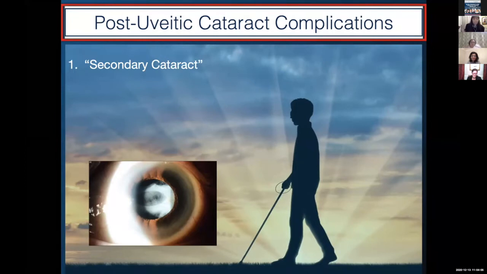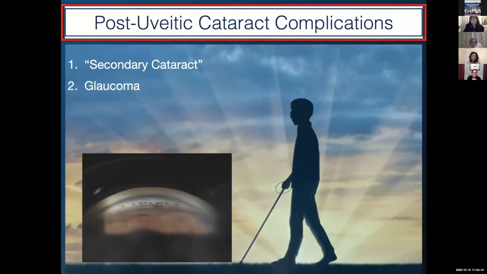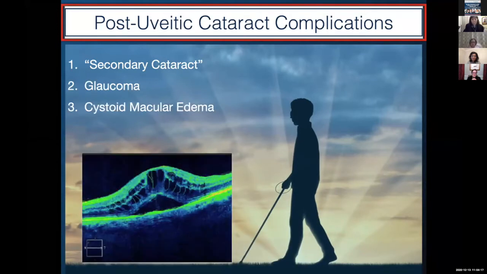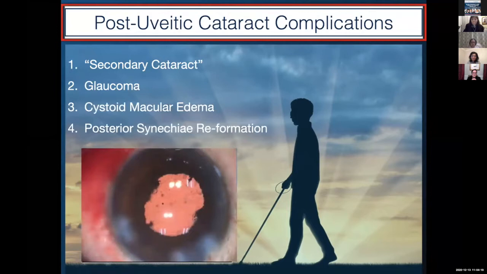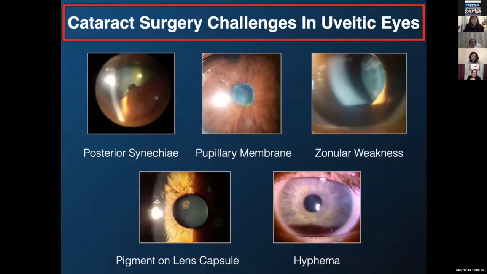Here we have a secondary cataract with capsular phimosis, posterior capsular and intraocular lens opacification, glaucoma as well, cystoid macular edema, as well as posterior synechiae reformation. To add to this, we have numerous challenges secondary to the long-standing effects of the ocular inflammation, namely posterior synechiae, pupillary membrane, zonular weakness, pigment on the lens capsule, and an anterior chamber hyphema.